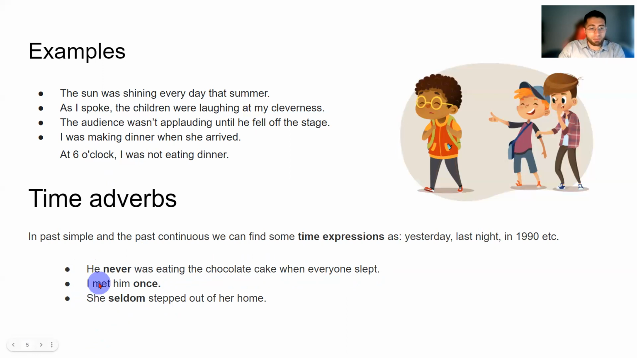Then it says, I met him, yo lo conocí a él once, ¿no? I met him once, lo conocí alguna vez. Lo conocí una vez, ¿listo? Once es un temporary mark, ¿listo? Never es otro temporary mark, ¿vale? She seldom, como ella raramente, stepped out her home, right? Como que ella raramente sale de su casa. Entonces acá dice, seldom, raramente, once, una vez, never, nunca. Estos se llaman time expressions, right? You know, also we can know them, right? También se pueden saber como adverbs of time, como adverbios de tiempo, ¿vale? We're gonna see them later, lo vamos a ver después.